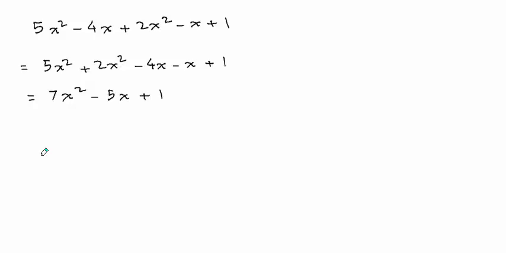Let's try another one. How about combining, let's say, 3p squared minus pq plus 2q squared plus 4pq minus 4p squared. Let's look at the terms. We have a p squared here and we have another p squared here, so they become like terms. Bring them together. 3p squared minus 4p squared. We need to combine them.